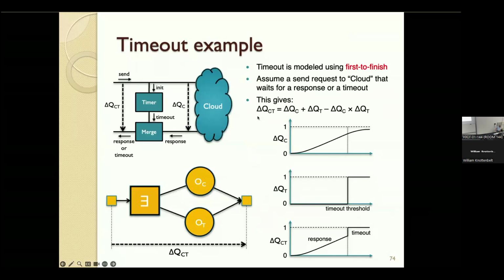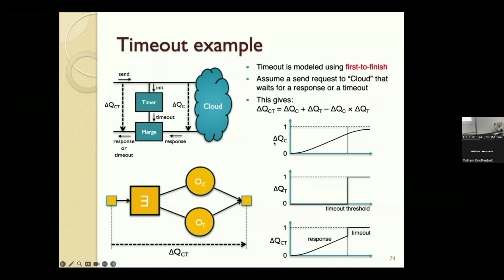Again, you can compute the delta Q of this combined operation from the two delta Qs, C and T here, and it gives us this equation. So it's the sum of the two delta Qs, but minus the product. So where does this one come from? Well, you can compute this using the semantics. It's not too hard, but Hossein will say it in a minute. You're basically using the semantics of first to finish. So if the first one means it's not the case that there are zero events, and if you compute it using that way, you can see where this kind of strange formula comes from.